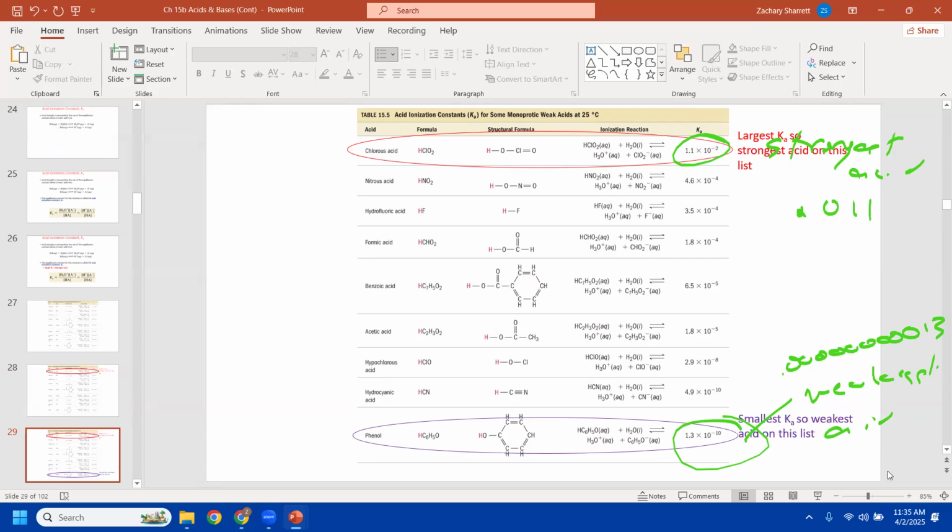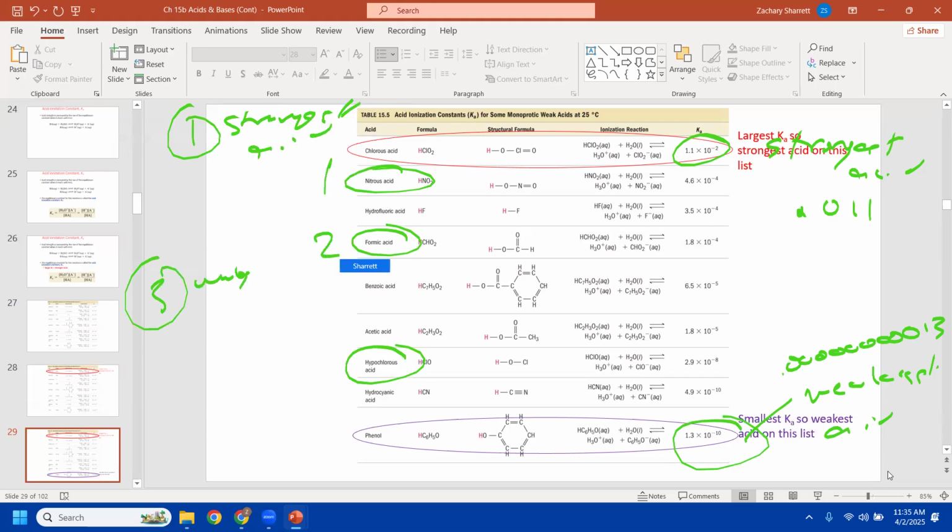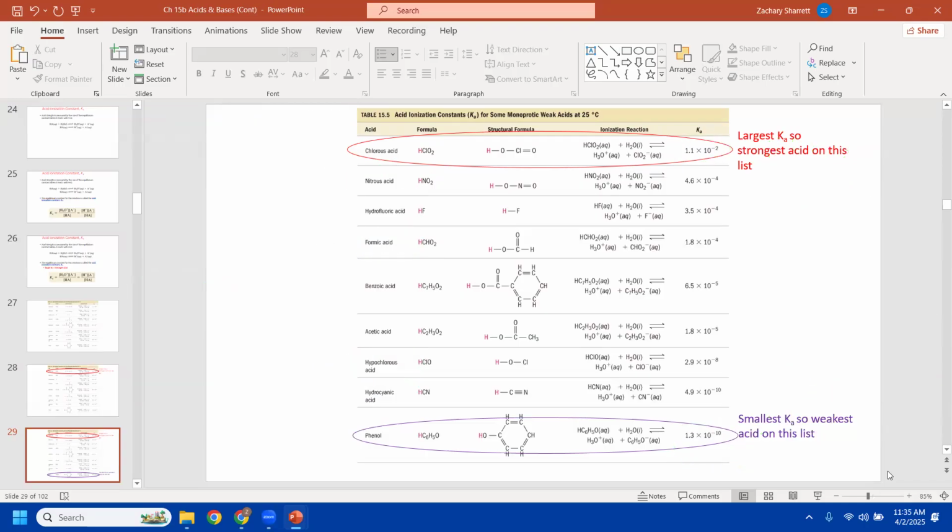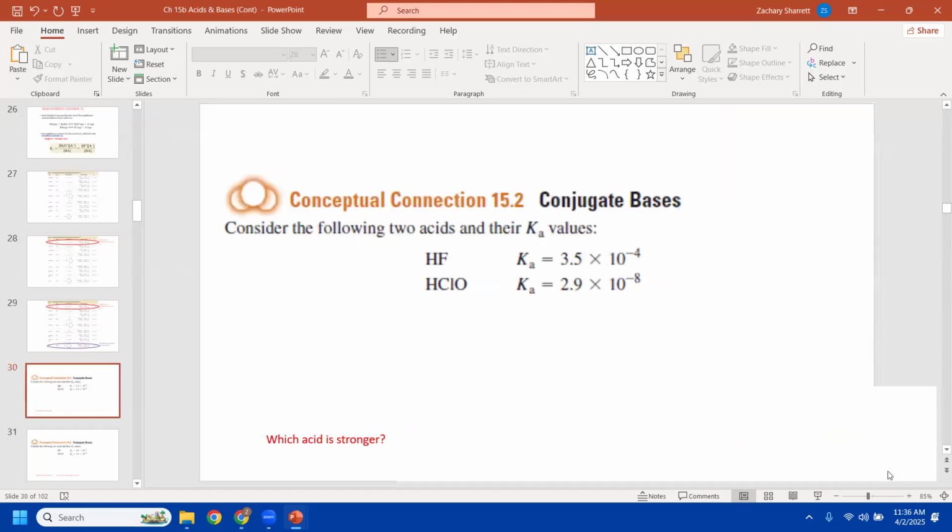Everybody comfortable with that? So if I'm asking you to rank formic acid, hypochlorous acid and nitrous acid, which is going to be the strongest of these three? The highest on the list, because this list is ordered by Ka values, highest Ka at the upper right to lowest Ka at the bottom right over here. So if number one is the strongest acid and number three is the weakest acid, we would go 1, 2, 3 in that order. Everyone comfortable with that? Trust me, it's not going to be that easy.